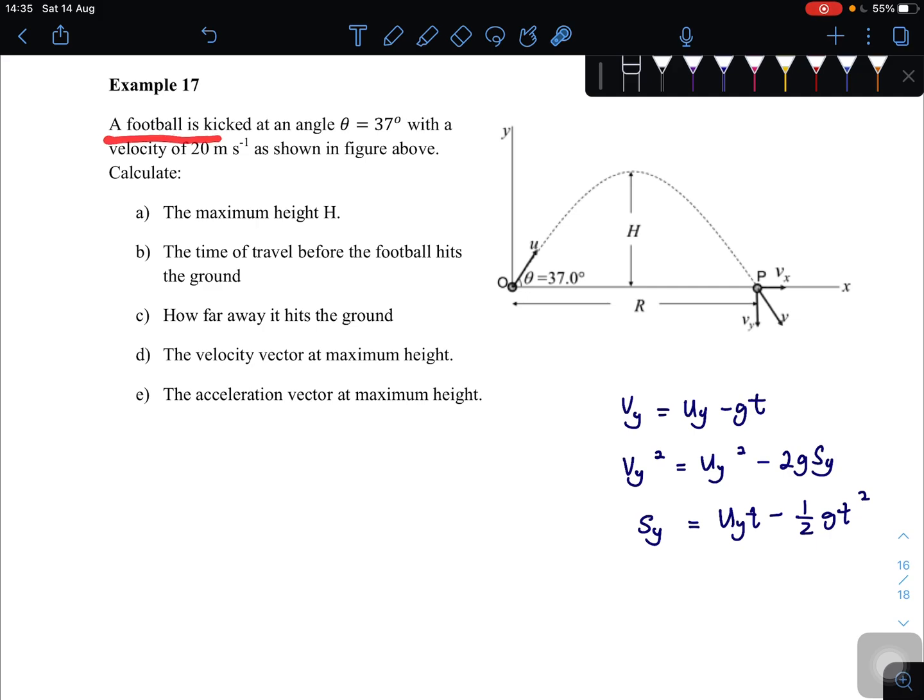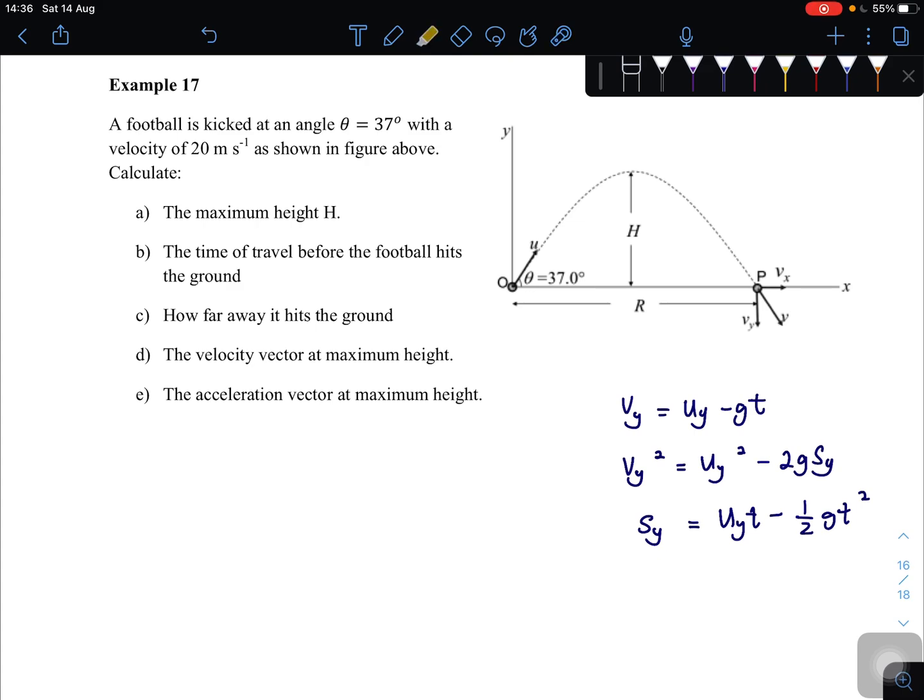A football is kicked at an angle 37 degree with a velocity of 20 meter per second as shown in the figure here. So we are given the figure here. And then we need to calculate a few things. First, the maximum height. Second, the time of travel before the football hits the ground. The third one is how far away it hits the ground. Next one, velocity vector at maximum height. And the acceleration vector at maximum height.